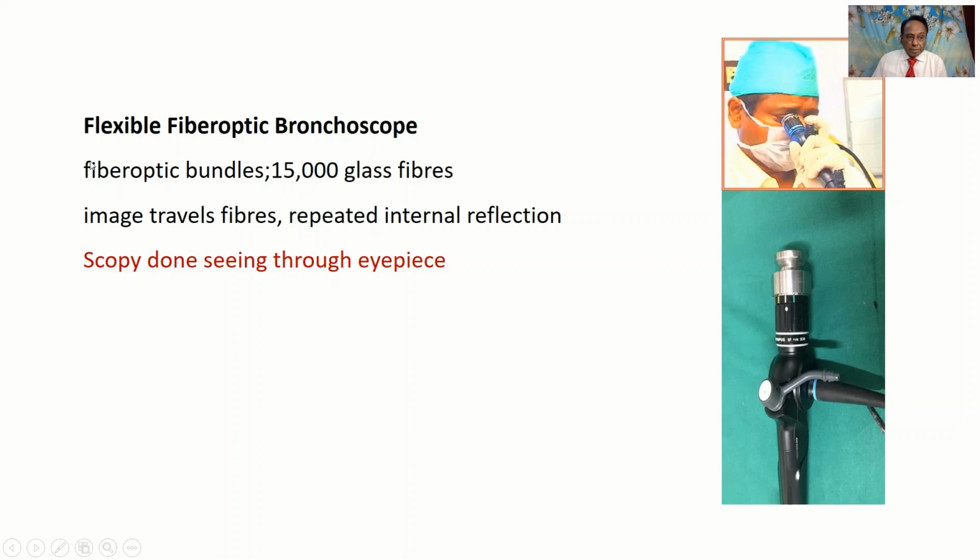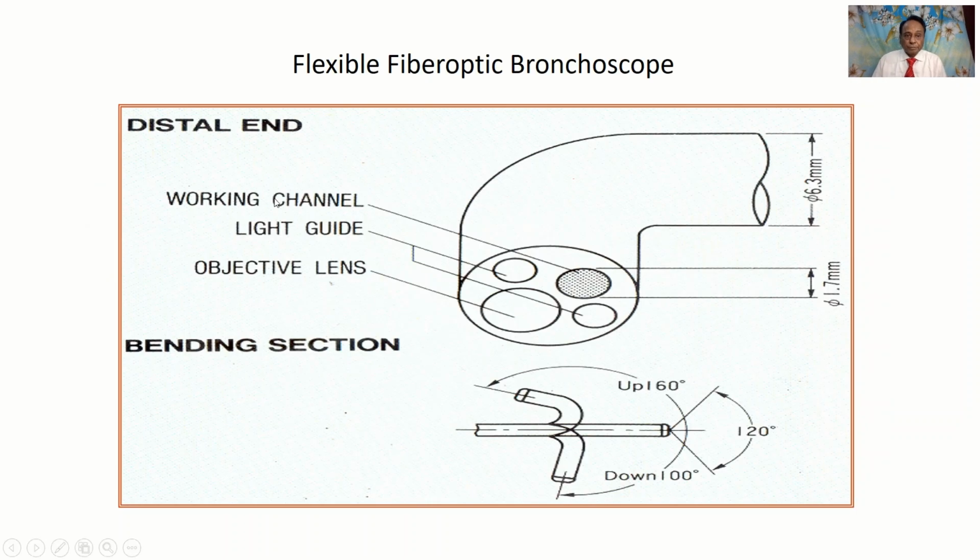Since it contains fiber optic bundles, it is subject to damage. That's the reason why we should not acutely bend the fiber optic bronchoscope. Sometimes people have a tendency to keep the bronchoscope in the other hand, and if you bend the bronchoscope, the bundles get damaged. That's the reason why the fiber optic bronchoscope should always be hung. You should not make an acute bend.